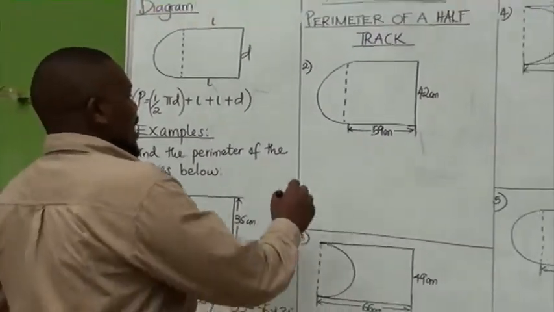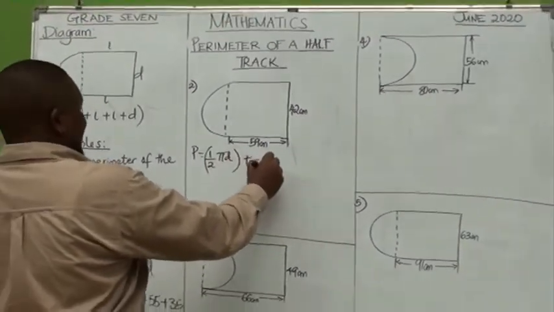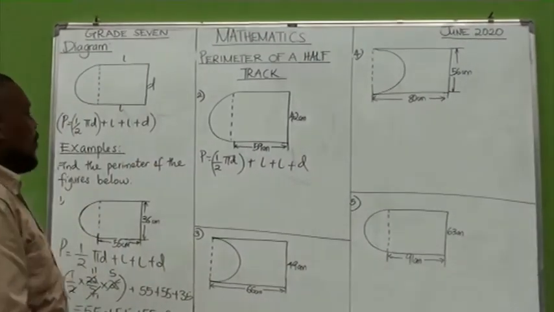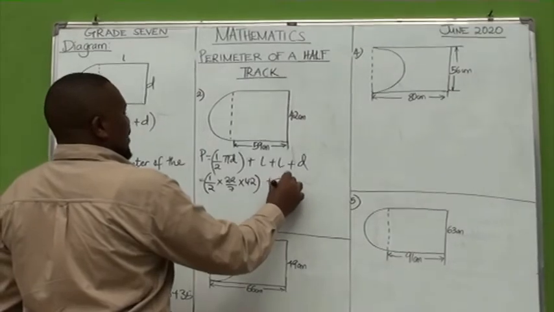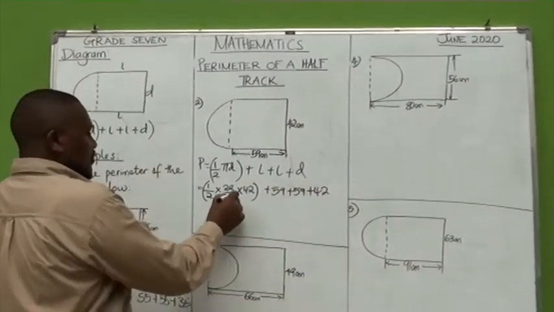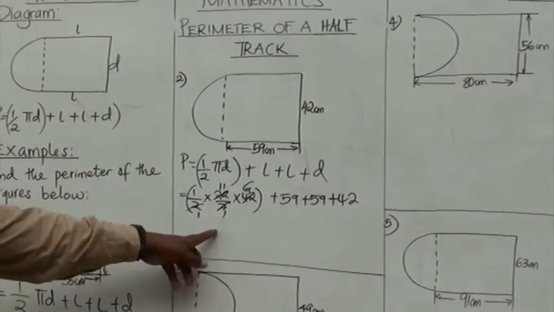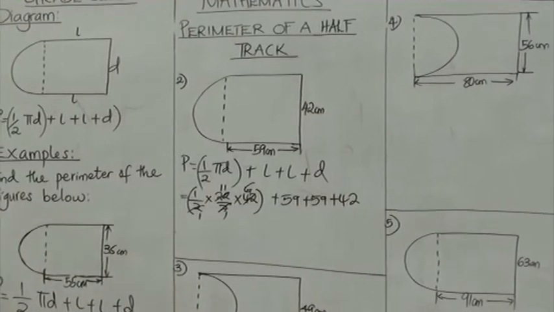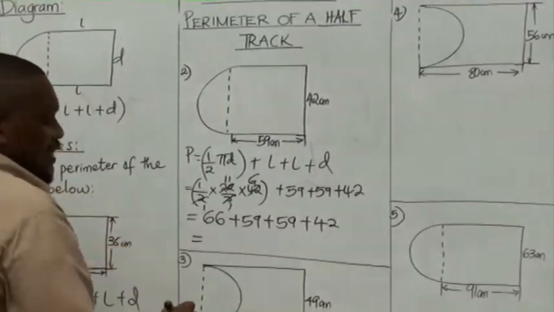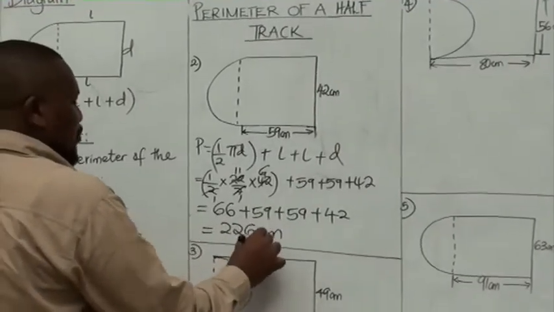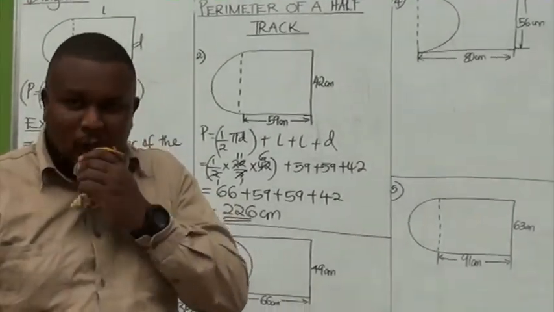Let's go to our example number 2. Again, perimeter is equal to a half pi d, which you can put into a bracket, plus L plus L plus D, which is for diameter. We are talking about a half times 22 over 7 times 42 plus 59 plus 59 plus 42. By 7, 1, by 7, 6, by 2, 1, by 2, 11. Remember, we are simplifying, and if you cannot simplify by 7, it means you can use 3.14. So here we shall have 66 plus 59 plus 59 plus 42. When you add this, it is supposed to give you 226 centimeters. Dear learner, I hope you are following and that it is getting clear to you.